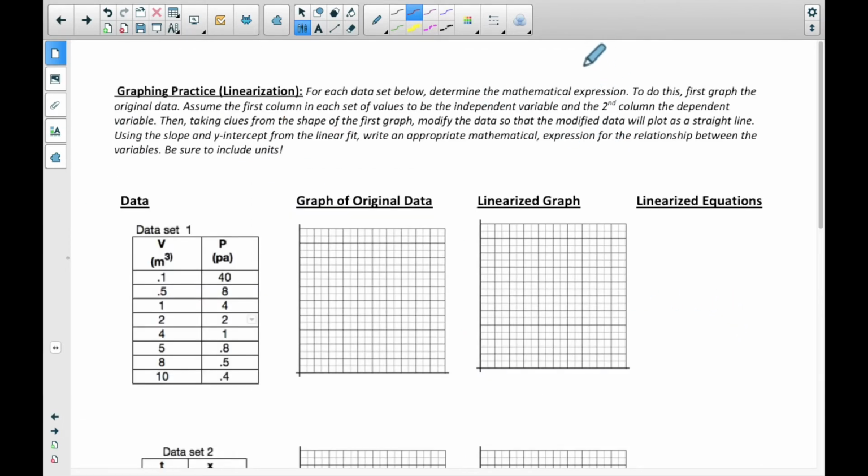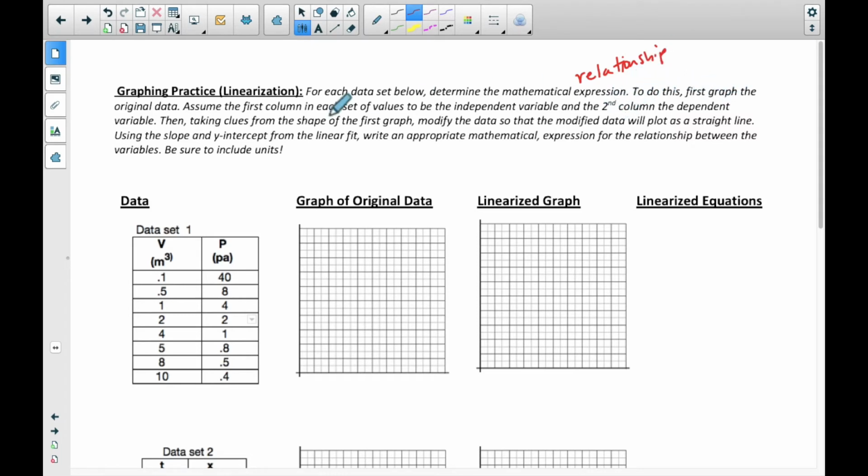Okay, let's read through the instructions. This is how we do linearization in physics. A lot of you, I think, have done linearization before, maybe in calculus class, maybe even in statistics class. So what we're going to do is we are looking for the mathematical expression. We really want the relationship. So we're going to come up with the expression or the equation to give us that relationship.